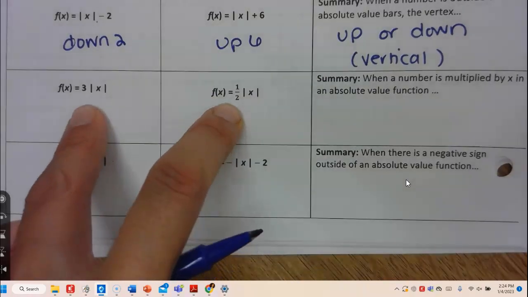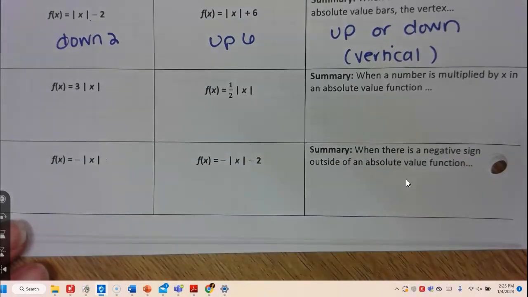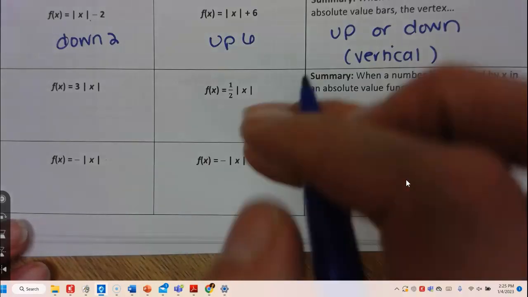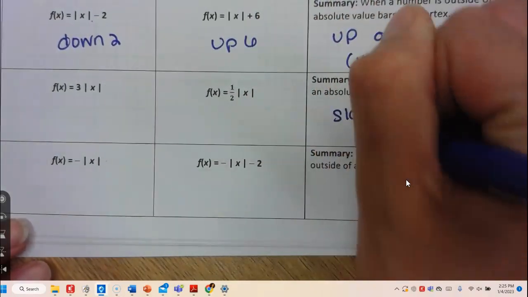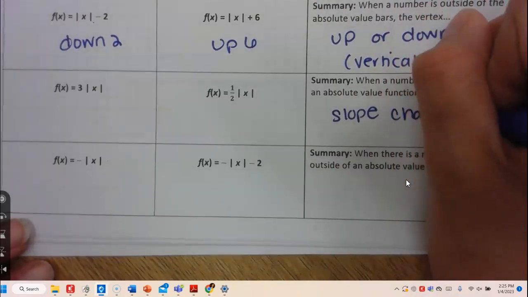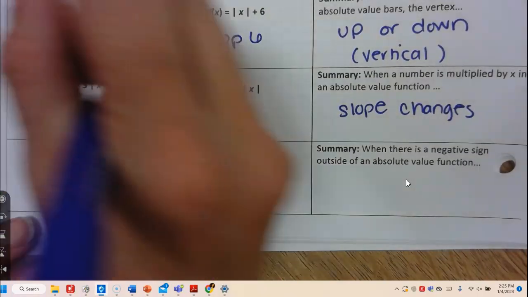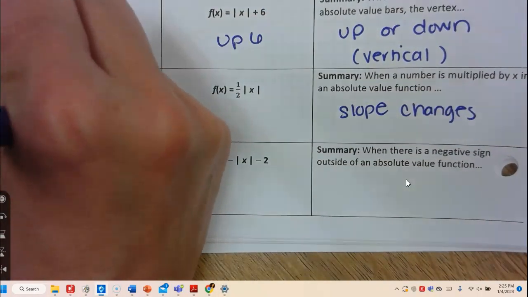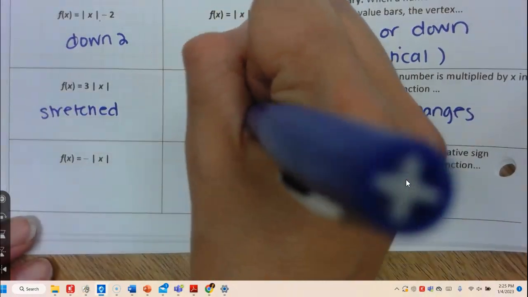The value in front of the absolute value is going to make my graph either narrow or wide. So it's going to affect the overall slope of the graph. If it's a positive value greater than 1, then it's going to be stretched. If it's a value between 0 and 1, it will be compressed.